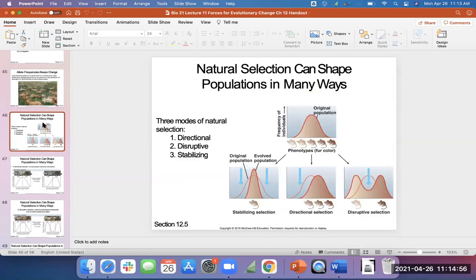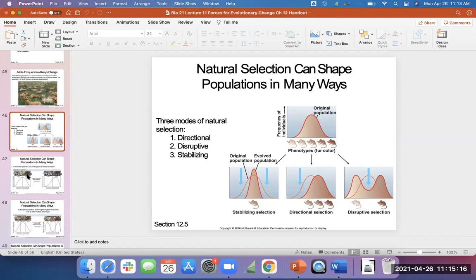Okay, so three types of natural selection. I want you to know the definitions of directional, disruptive, and stabilizing. I will give you the definition and then ask you if this is directional, disruptive, stabilizing, or maybe just natural selection. All these are modes of natural selection.